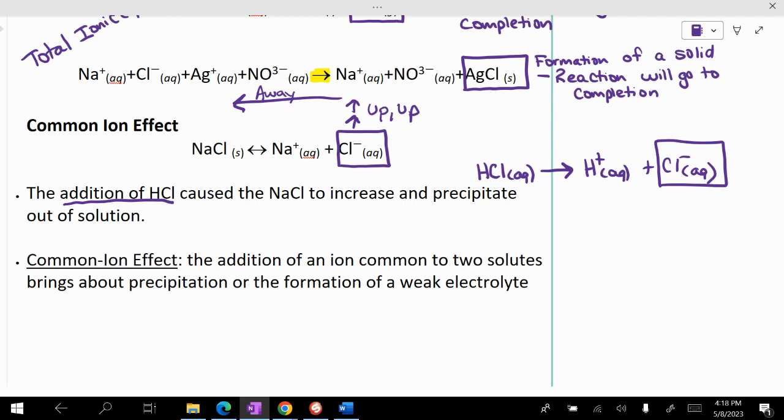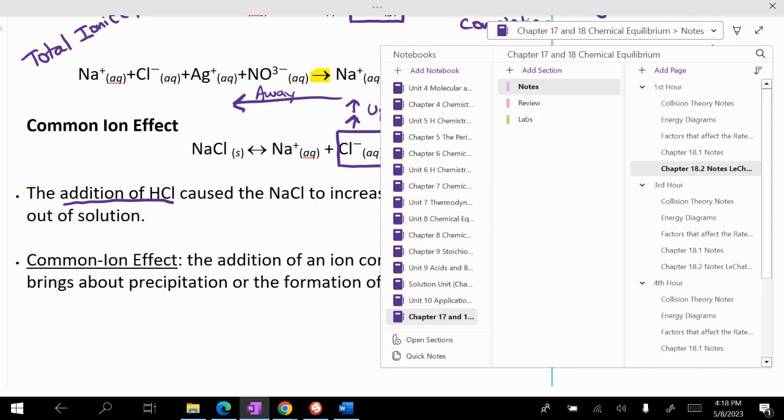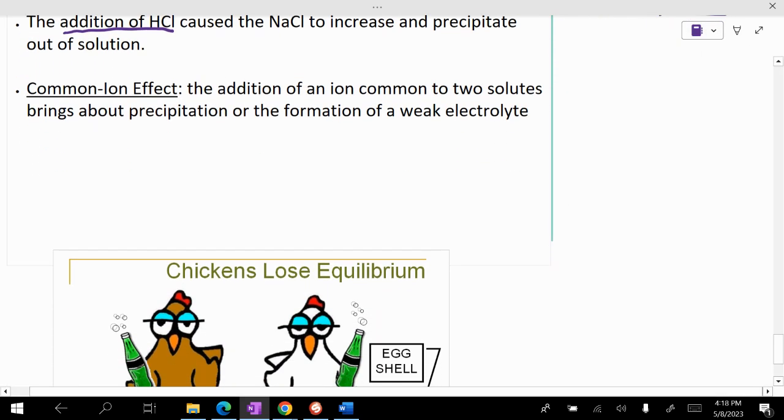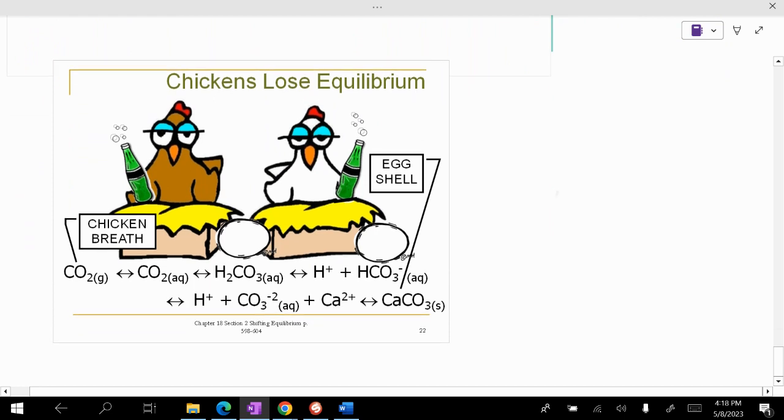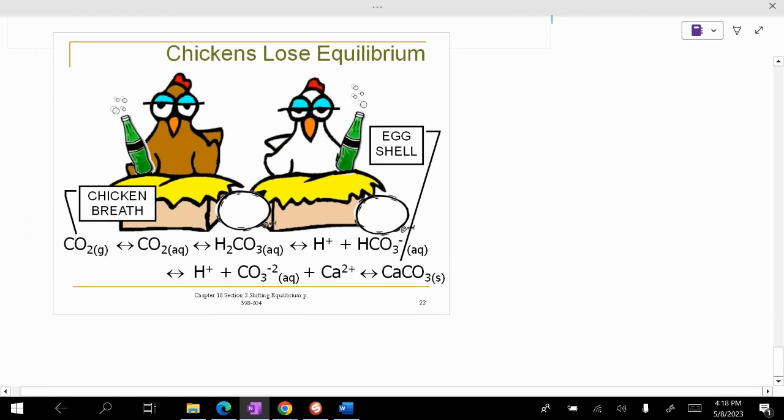So I want to end our notes on equilibrium with a real world application. And so we're going to look at chicken equilibrium. If you look at this whole big equation written down here, you don't have to write this down. You can just listen. This is an equilibrium system, and it just keeps going. There wasn't room to put it on one slide, so it's one big equilibrium system.